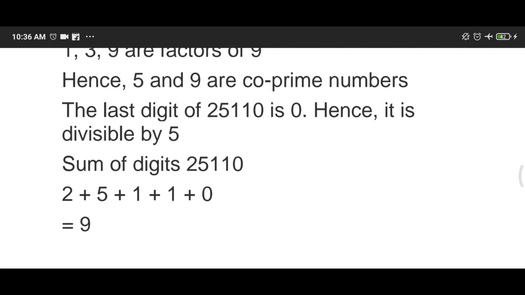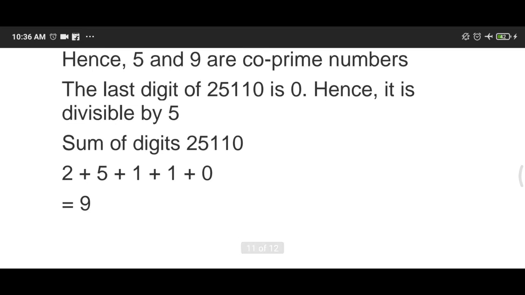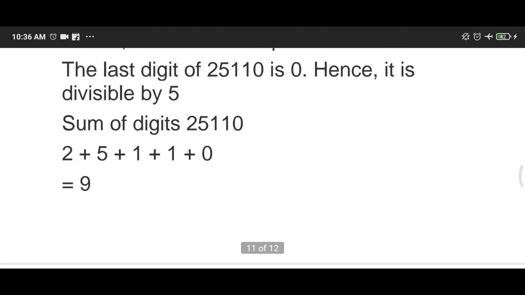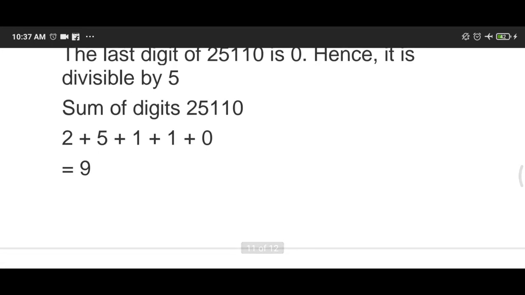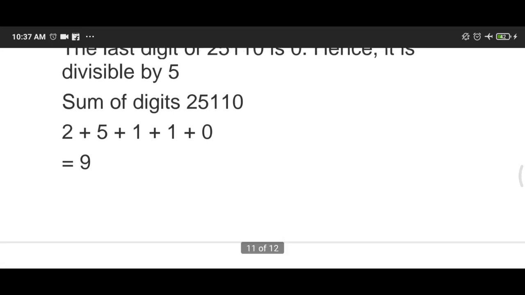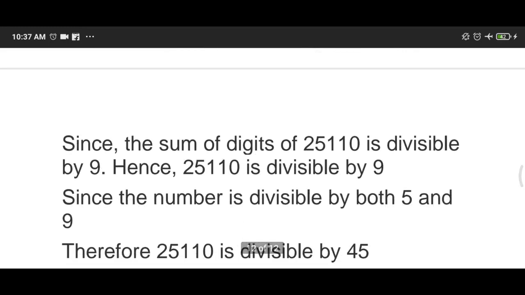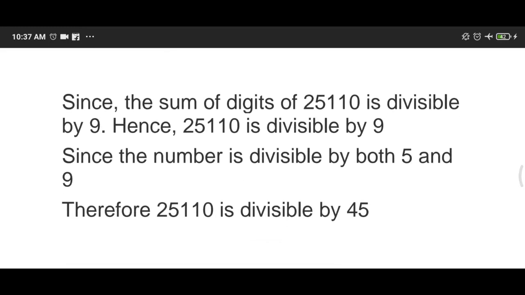Then we will check the divisibility of 9. The divisibility of 9 is, if the sum of digits of a number is divisible by 9, then the number is divisible by 9. So we have added here 2 plus 5 plus 1 plus 1 plus 0, and it is equal to 9. Now you can see that the sum of digits is divisible by 9, so the number is also divisible by 9. Since the number is divisible by 5 and 9 both, the number is divisible by 45.